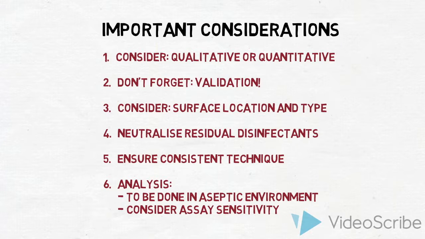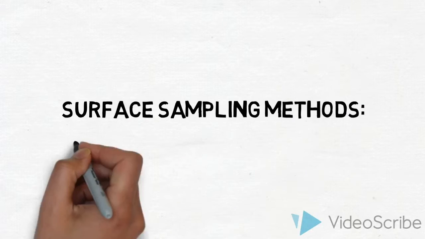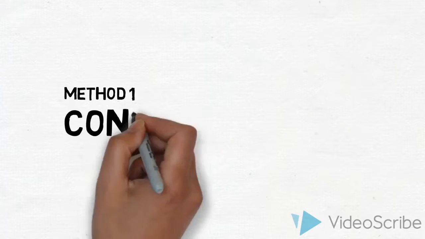Moving on to our last section, we'll be comparing the pros and cons of using various sampling methods in an attempt to see which surface sampling method is most reliable. Firstly, we can consider growing cultures on contact plates.